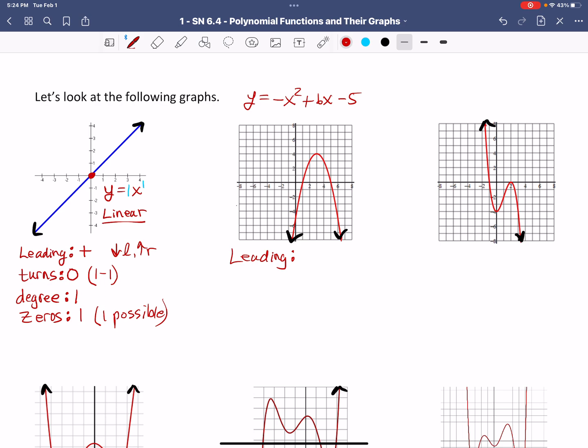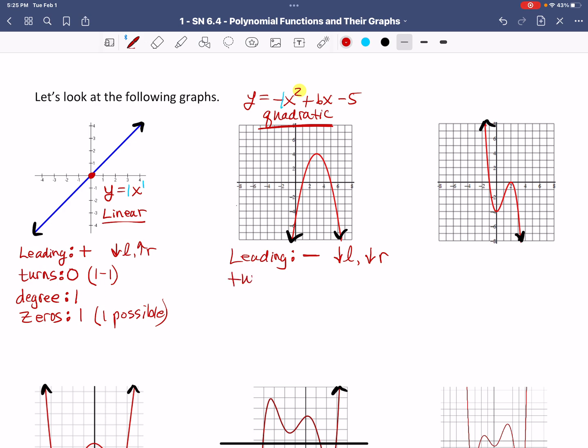Okay, this is called quadratic. You need to know that name. Any equation that has 2 as its degree is called a quadratic. In this case, there is a negative 1 in front, and so my leading coefficient is negative. The end behavior is down on the left and down on the right.